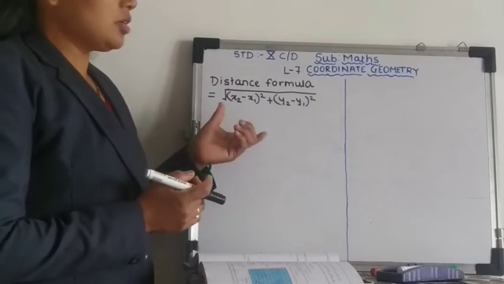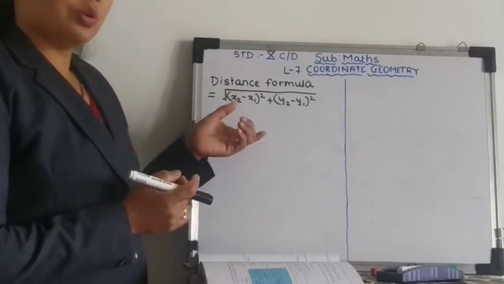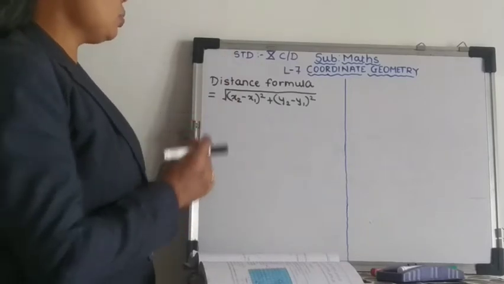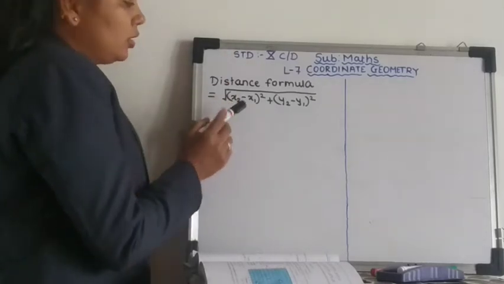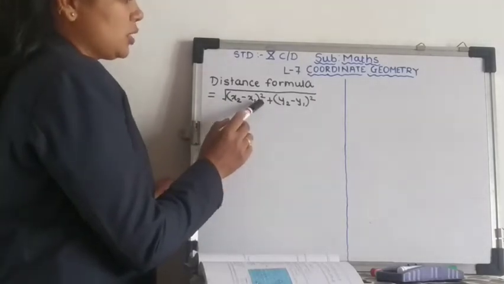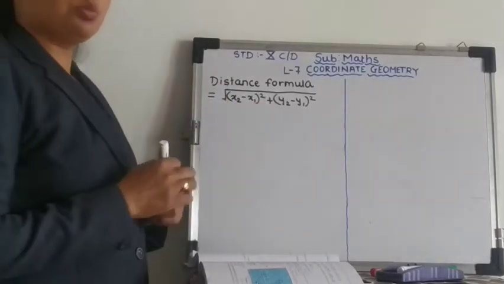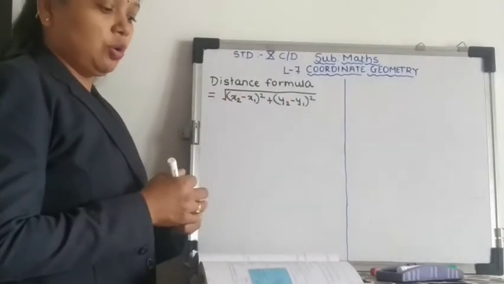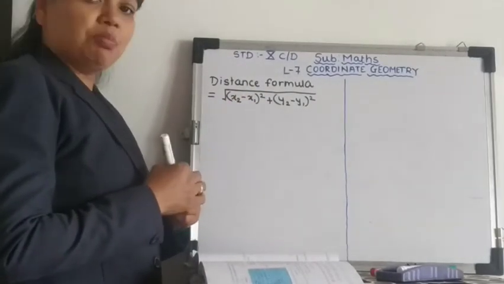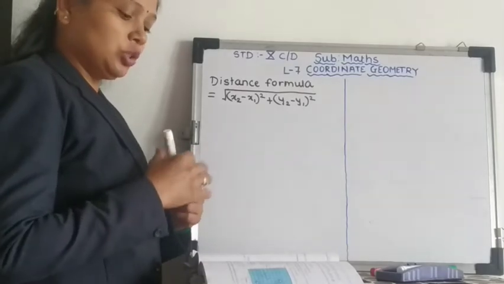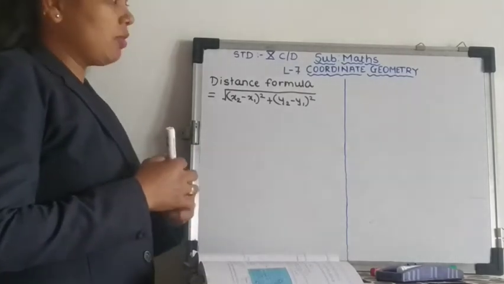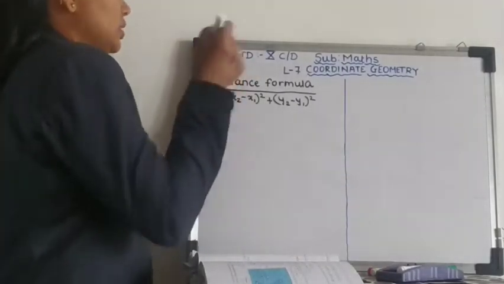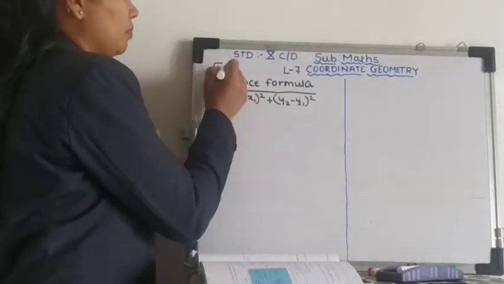In the previous video, we saw the distance formula. I have written it on the board: square root of (x2 minus x1) whole square plus (y2 minus y1) whole square. We have also completed up to question number 5 from exercise 7.1, and we are going to continue that exercise.